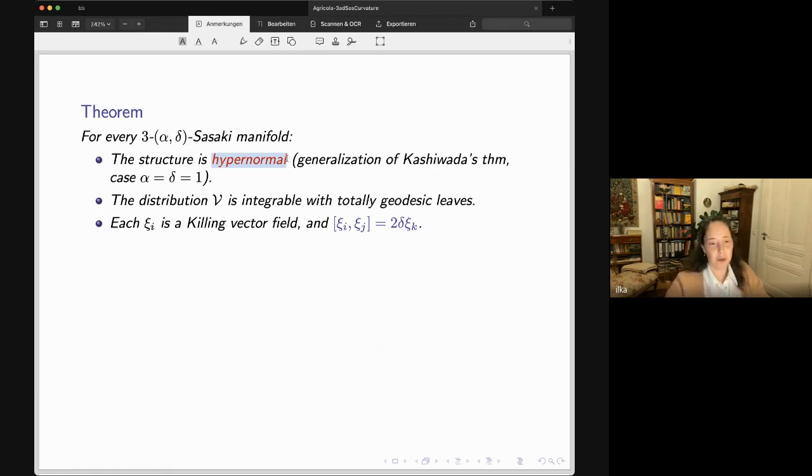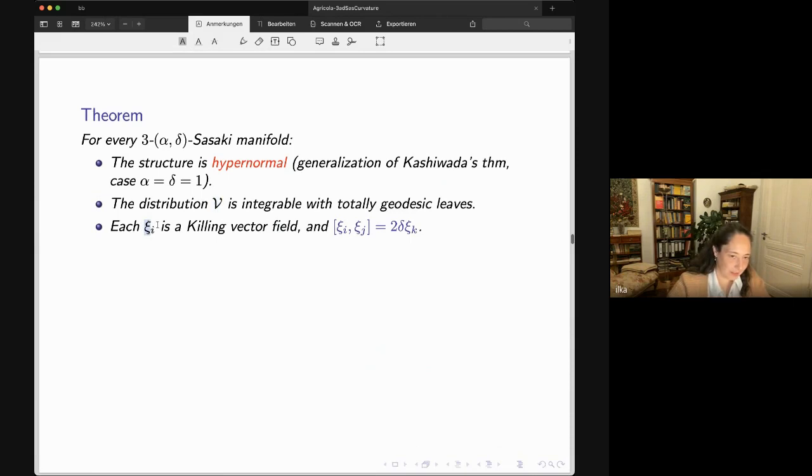Secondly, the distribution V is integrable with totally geodesic leaves. And each of the vector fields psi I is automatically a Killing vector field, which is a condition we know well from Sasaki geometry. So it's not an assumption, it follows just from this one equation. And furthermore, we have a geometric interpretation of the second constant delta, because delta tells us what the commutators of the three Reeb vector fields are. So the relative position, so to say, right?